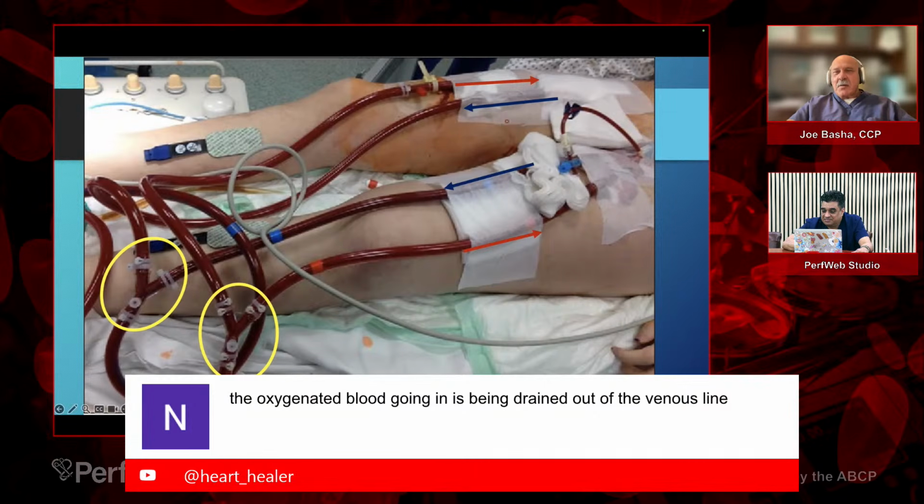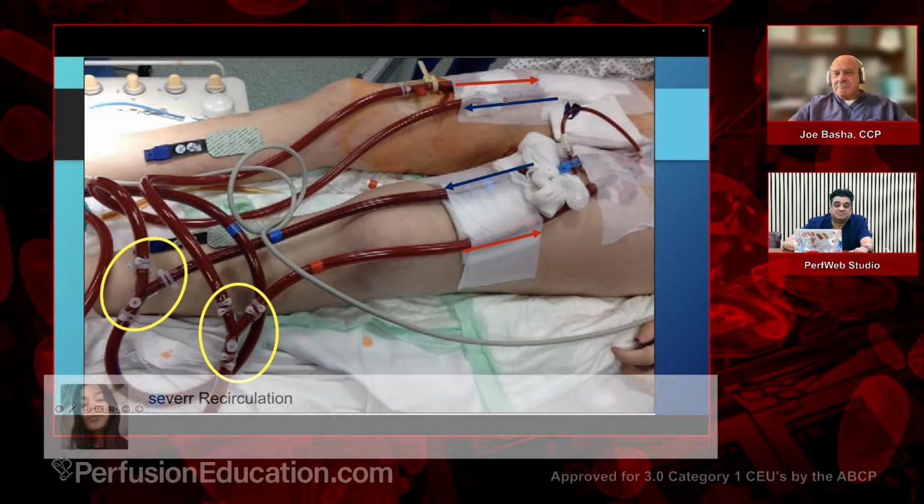Okay. That line is going up the femoral vein into the right atrium, transeptal, and is draining the left atrium. Ah, okay. That's why it's red.